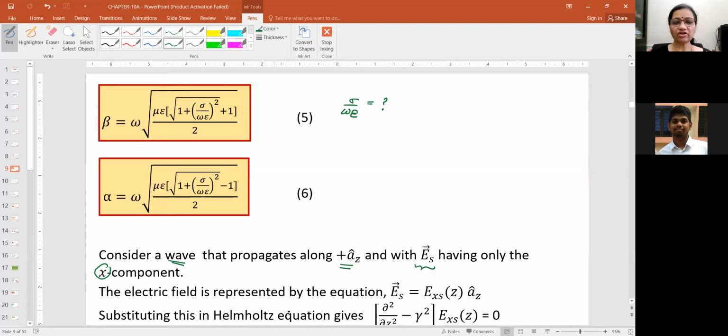If I have to write it in the phasor form, I will write Es is equal to Exs, a function of z. Why is x coming here? X is coming here because there is only the x component, and z is there because it is a function of z. This I have been telling you from the last chapter. So now we will put it into our Helmholtz equation.